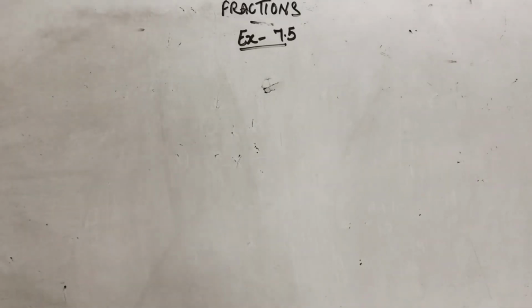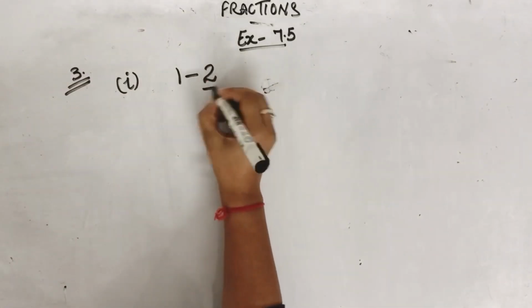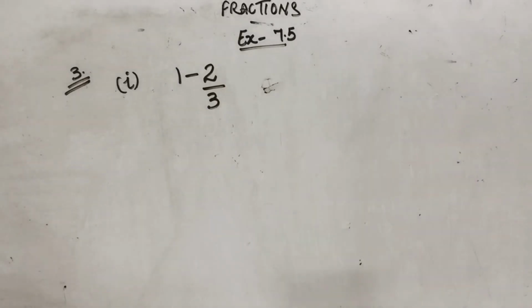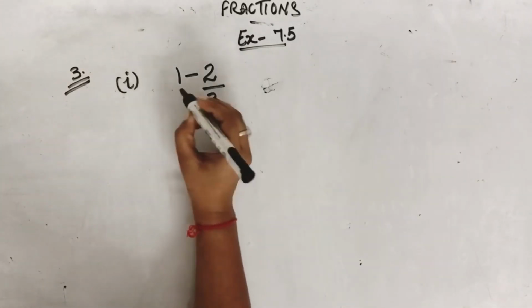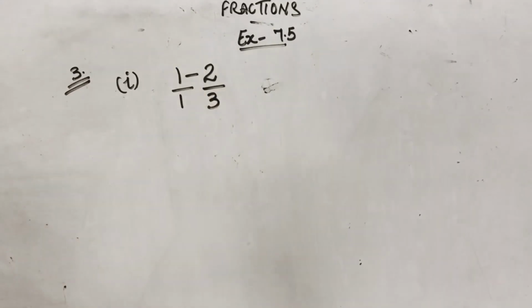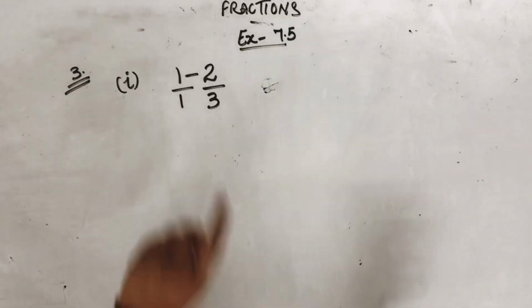Exercise 7.5. You will do the first and second questions yourself in the book. You just have to write the fractions by looking at the figure and then add and subtract. 1 minus 2 by 3. First you have to convert them into like fractions. Numbers which do not have anything in the denominator have denominator 1. So you can write 1 as 1 upon 1.